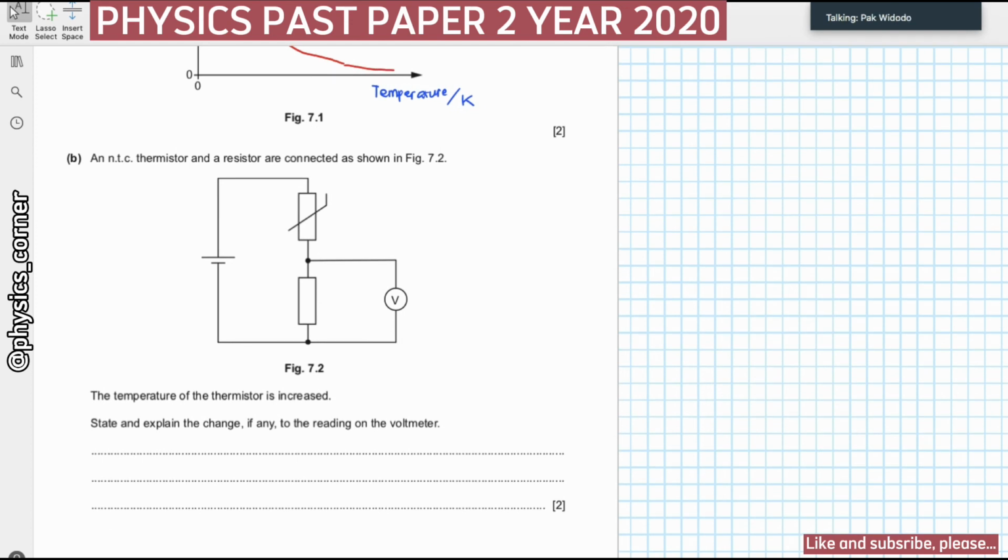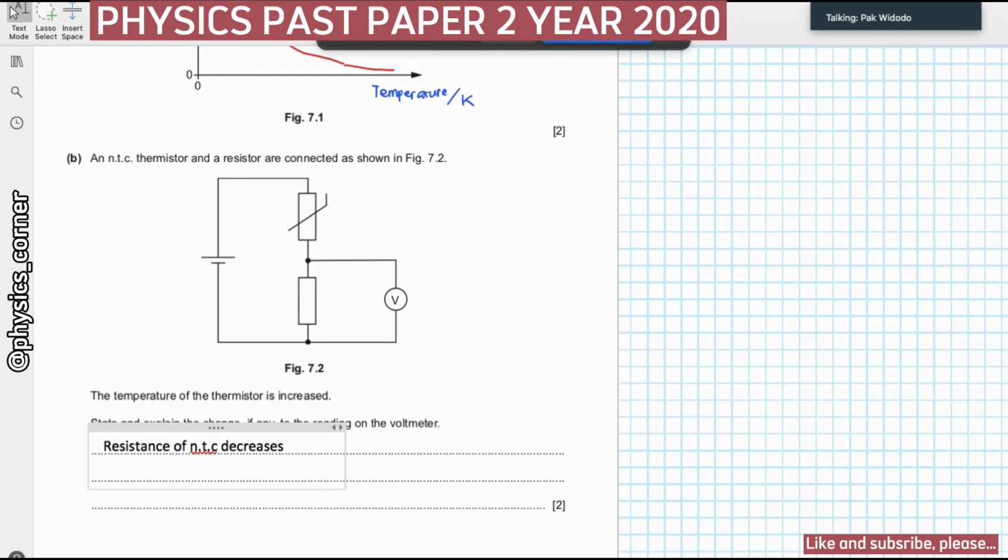If it changes, then the resistance of the thermistor decreases. First, the resistance of the NTC thermistor decreases. Then if this resistance decreases, the total resistance also decreases, because this one decreases. Total resistance decreases.